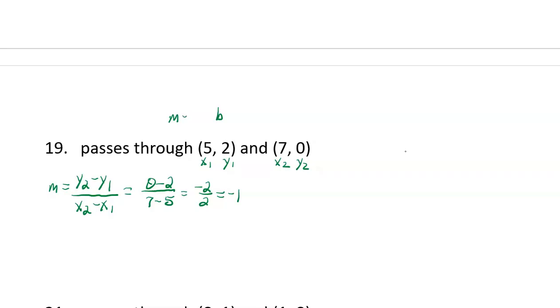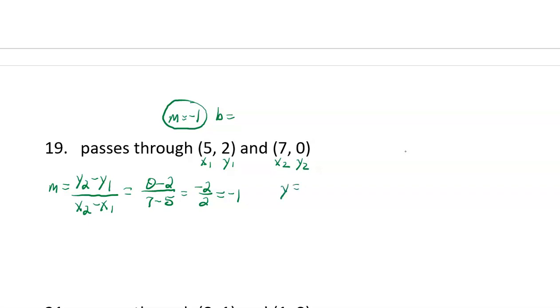Now we know the value of m. Now what's the value of b? What's the y-intercept? That's an ordered pair that has the form 0, some number. Neither of our ordered pairs looks like that. So let's find the value of b.